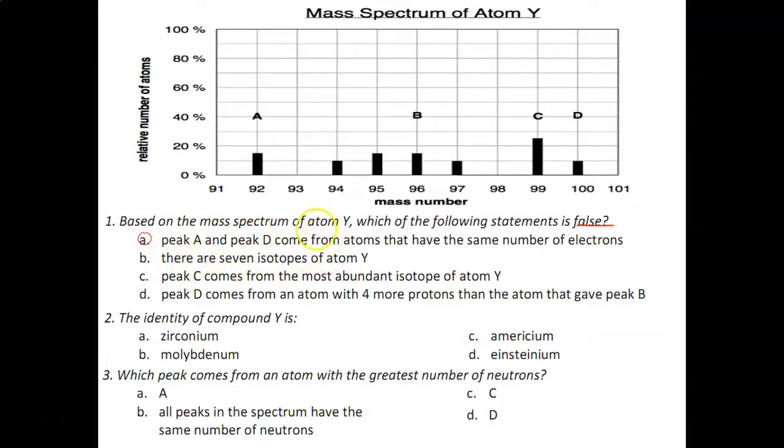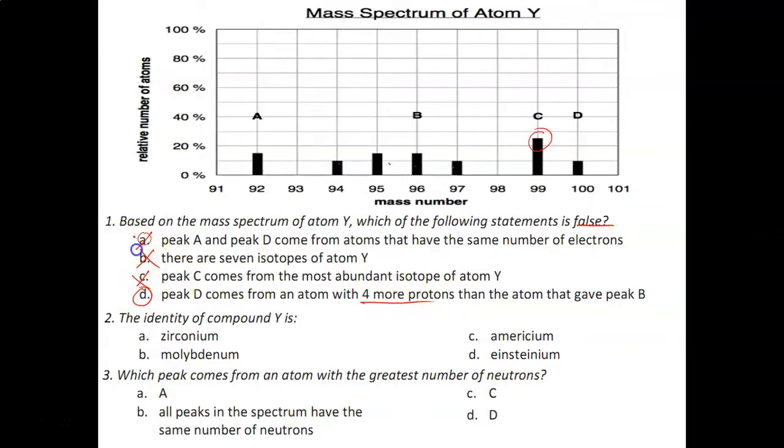There are 7 isotopes of Y. 1, 2, 3, 4, 5, 6, 7. That's definitely the case, so that's out. Peak C comes from the most abundant isotope of Y. Yeah, highest number. Peak D comes from an atom with 4 more protons. Oh, that's a big no-no. 4 more protons makes a different element.